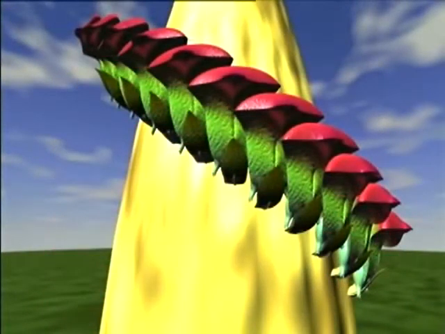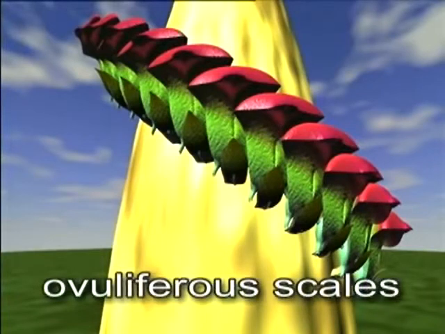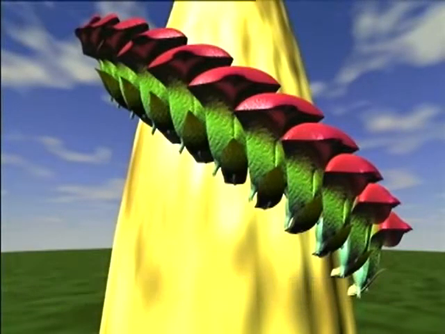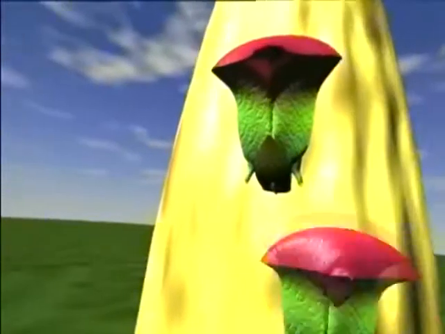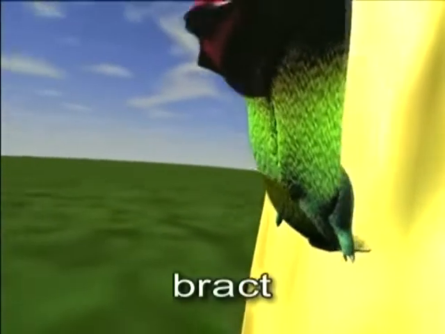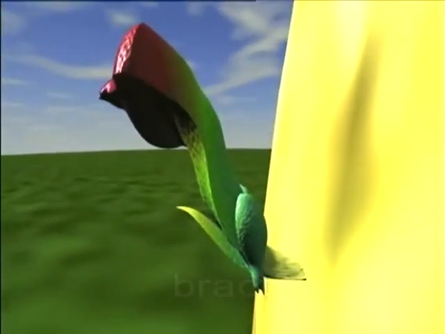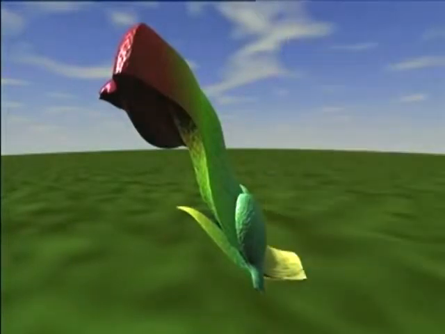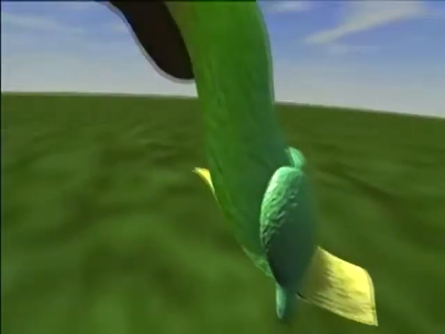The intact ovulate cone consists of numerous spirally arranged ovuliferous scales. Each ovuliferous scale has a small bract fused to its lower surface. The upper surface contains 2 ovules.